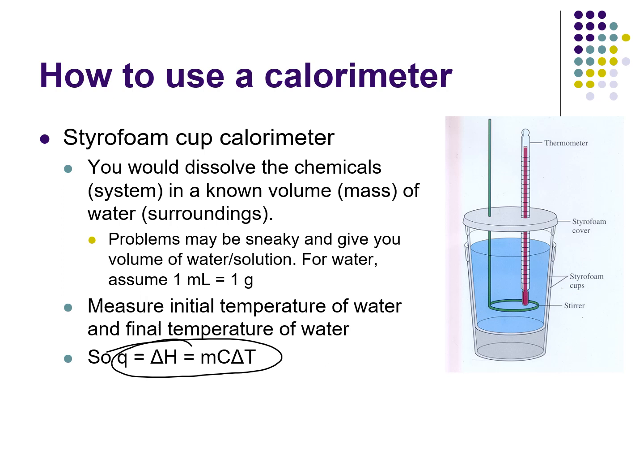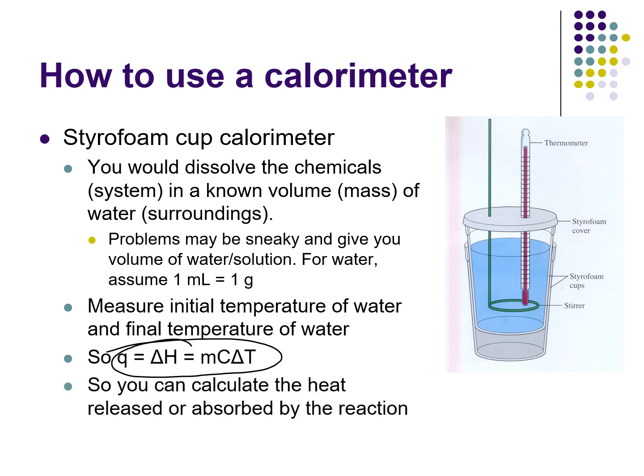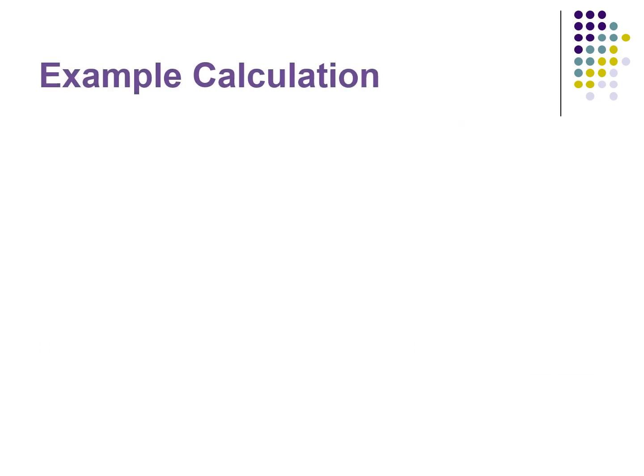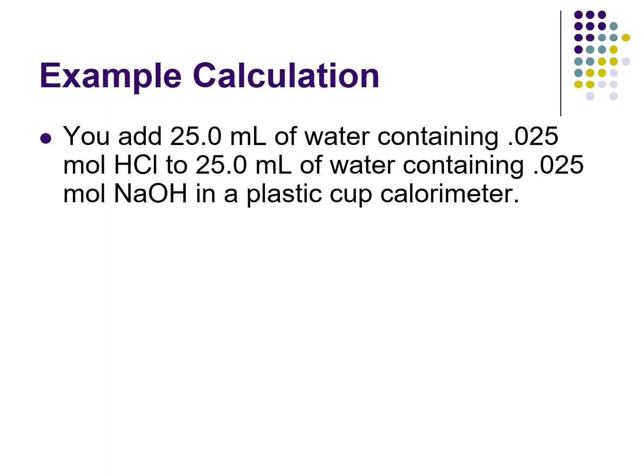So in this case, Q or delta H is the heat change of the water. M is the mass of the water. C is specific heat of the water. And delta T is the change in temperature of the water. With the calorimeter, everything is in terms of the water. So this allows us to calculate the heat released or absorbed by the reaction by the change in the surroundings, aka the water. So let's look at an example of this.